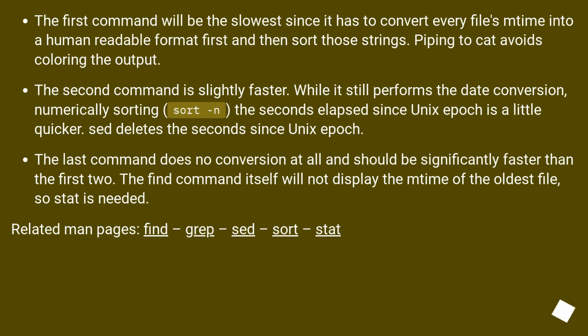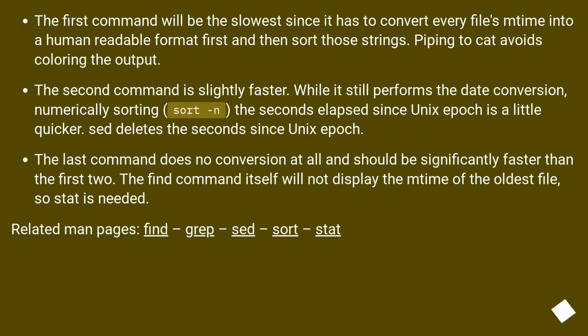The first command will be the slowest since it has to convert every file's time into a human-readable format first and then sort those strings. Piping to cat avoids coloring the output. The second command is slightly faster.